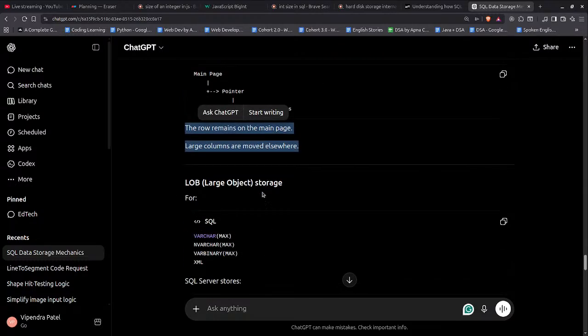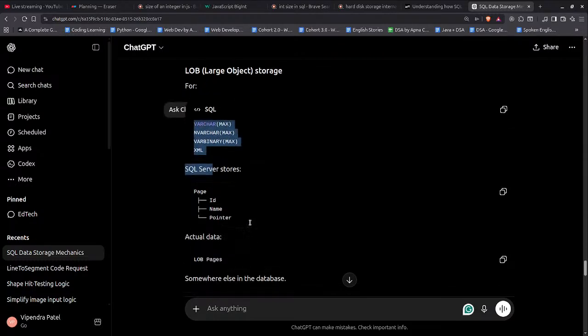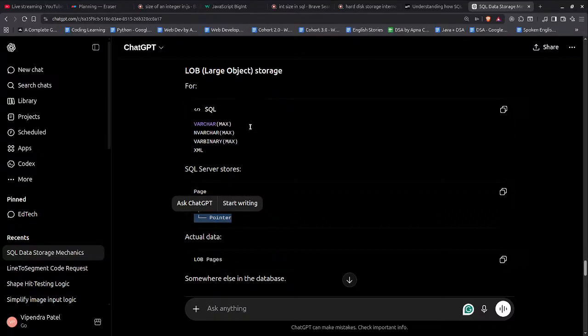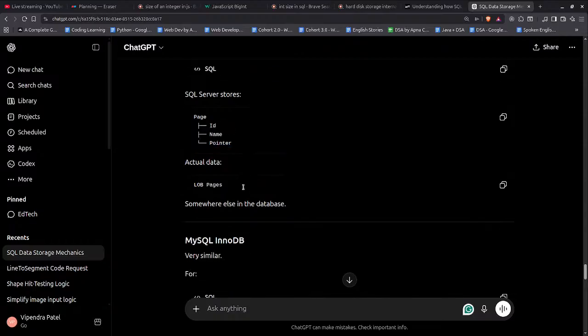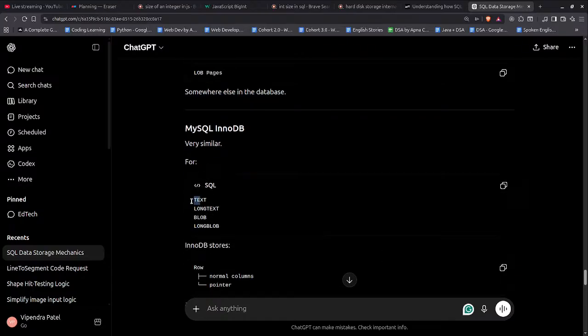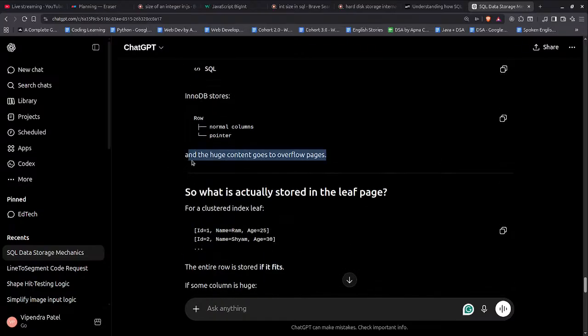For a large object, SQL stores a page ID and pointer, so it will simply have the pointer. The larger ones are going to be somewhere else. The actual data is going to be in LOB pages somewhere else in the database. MySQL InnoDB is very similar: text and huge content goes to overflow pages. If something is overflowing, that will go to the overflow page.